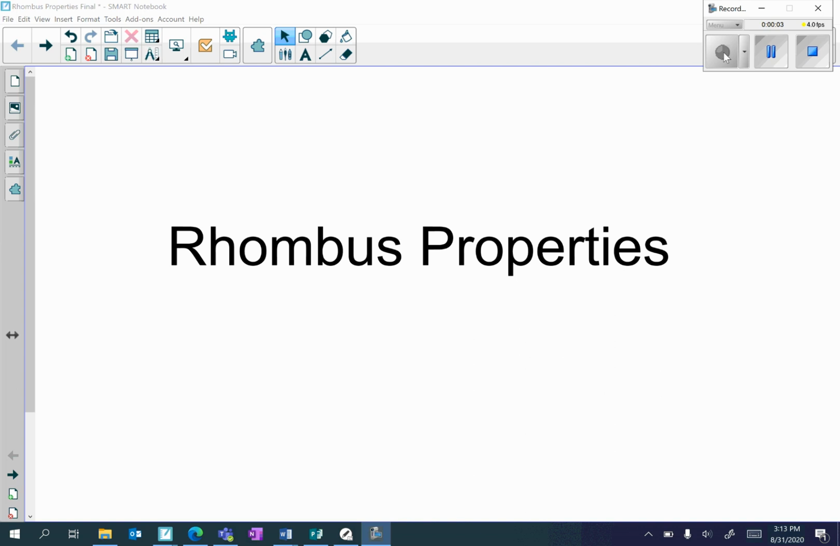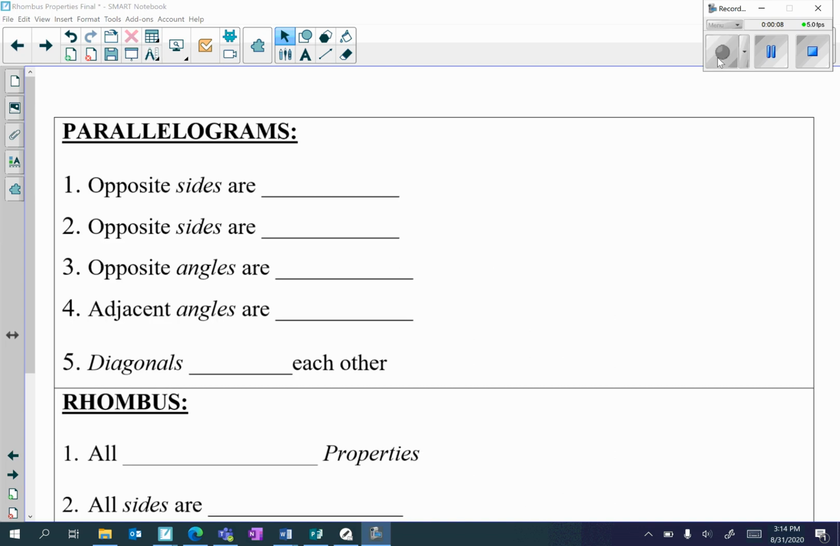Hi everyone, in today's video we are going to be discussing the properties of a rhombus. First, let's review the properties of a parallelogram.